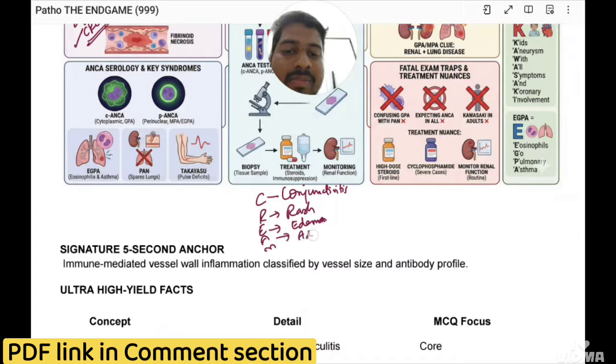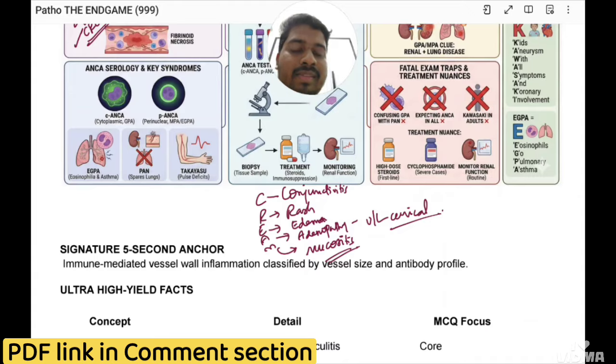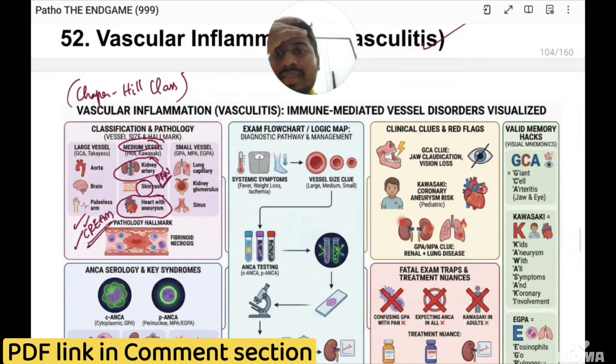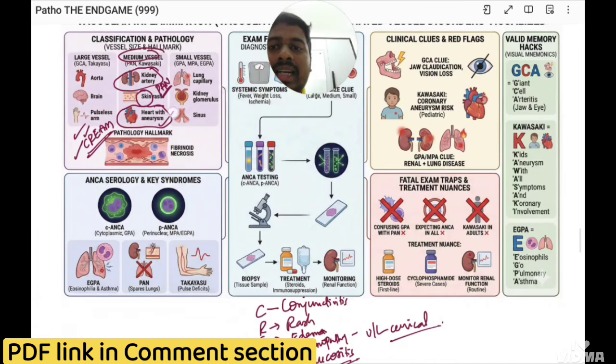A is for adenopathy, that is lymphadenopathy, and it should be unilateral. Okay, unilateral cervical lymphadenopathy. And M is for mucositis. Okay, mucositis means inflammation of the oral mucosa. Okay, so these are the 5 features of Kawasaki, and along with that it causes coronary aneurysm of the heart. Okay, that is the most dreaded complication, dreaded means dangerous complication, of Kawasaki.